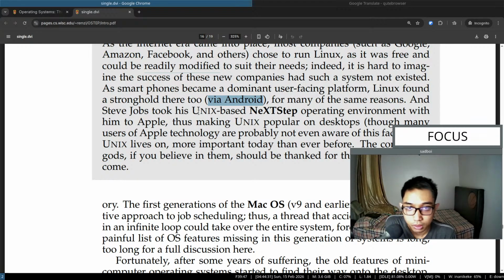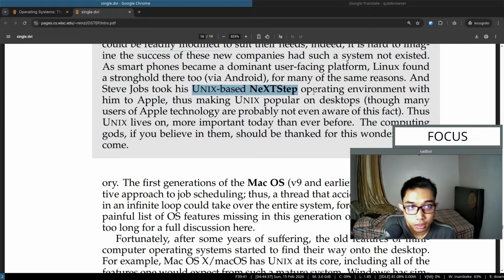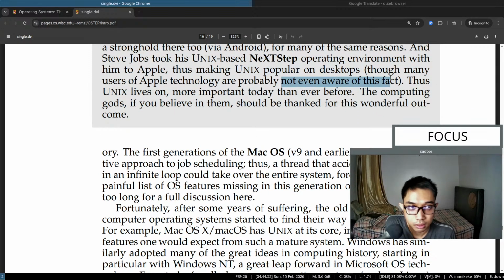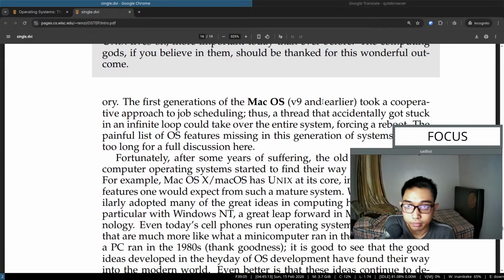And Steve Jobs took his Unix-based NeXTSTEP operating environment with him to Apple, thus making Unix popular on the desktop, though many users of Apple technology are probably not even aware of this fact. Thus Unix lives on, more important today than ever before. The computing gods, if you believe in them, should be thanked for this wonderful outcome.